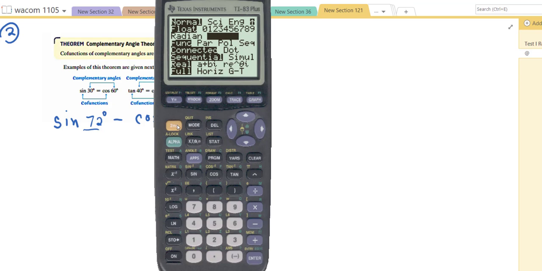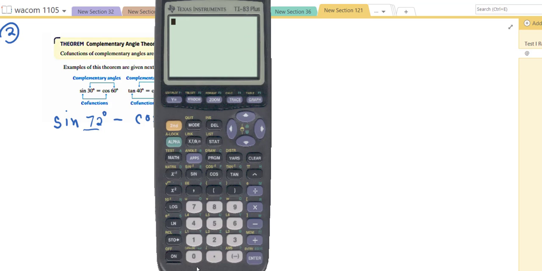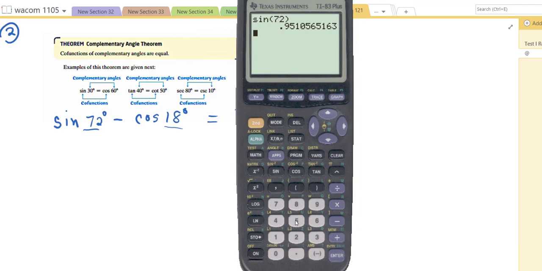All right, and if I do sine of 72, and it's going to be weird. Okay, and if I do cosine, let me move it over, cosine of 18, and notice they're exactly the same. So when you subtract something that is the same, you are going to get 0.